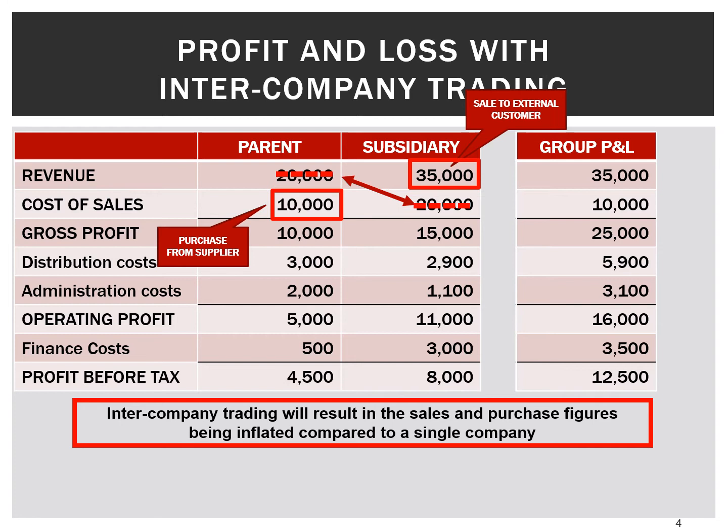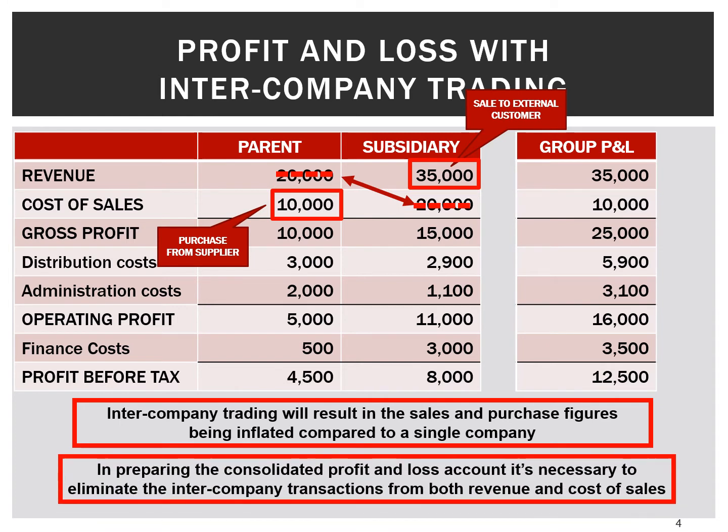So that's the main adjustment we need to make to the profit and loss accounts to produce the group P&L, and that's to eliminate any intercompany transactions, normally intercompany sales and purchases. So we need to reduce the revenue figure and we need to reduce the cost of sales figure by the same amount.